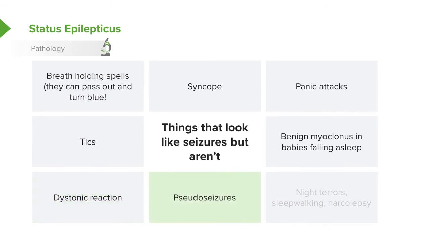Patients may fake seizures in outright desire to get more attention, or they may be so stressed out that their body is seizing even though they're not actually having true seizures. We call these pseudo-seizures, and they're very common in adolescence. Likewise, night terrors, sleepwalking, narcolepsy, all of these things can be mistaken for seizures.